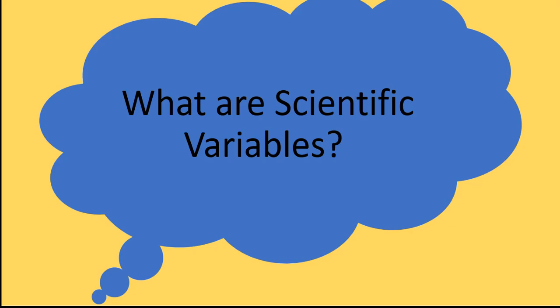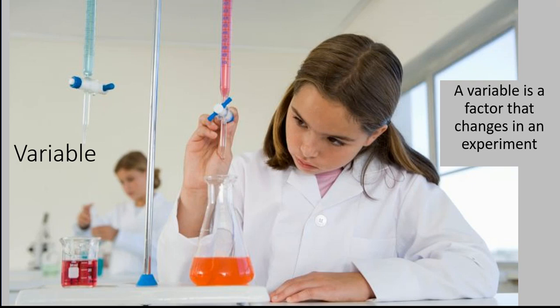So a variable is a part of the experiment that changes. All right, I think I have a definition here. It's a factor that changes in the experiment. We see a little girl here dropping some chemical down into a flask right there, and she's probably counting the drops and measuring how many drops it takes to change the color of the liquid, something along those lines.